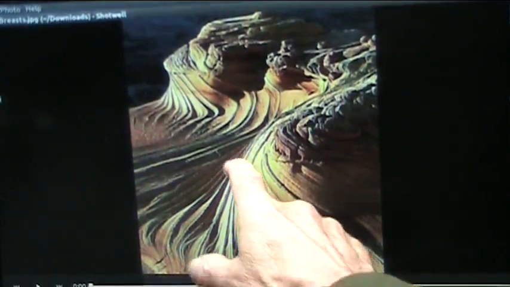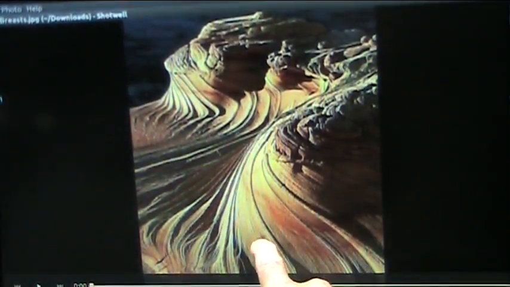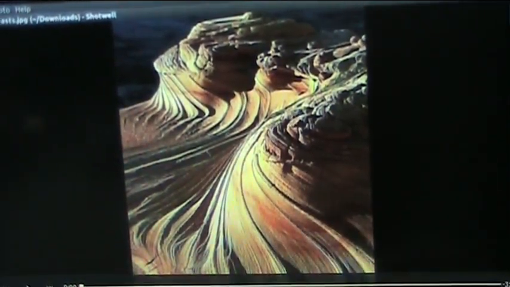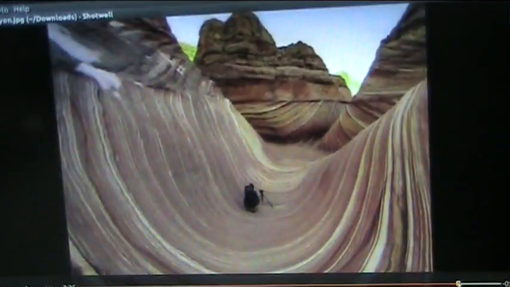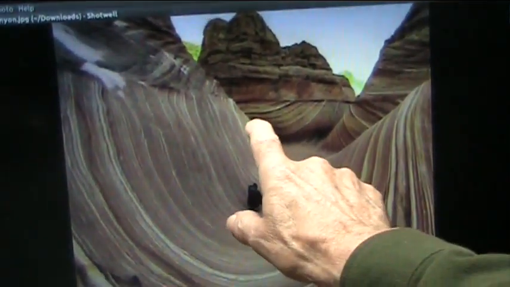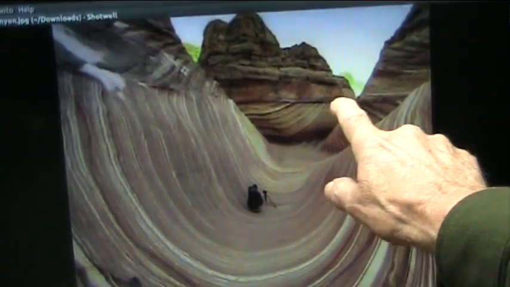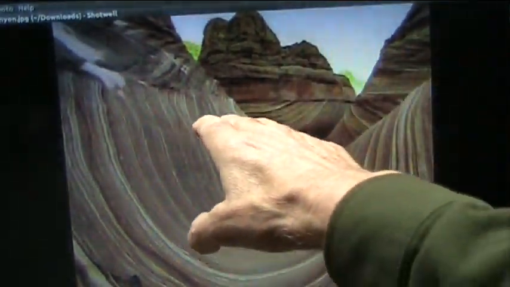All right, you're going to see this again at the end, and I want you to pay attention to these striations. And then we're going to see this at the very end, and I want you to pay attention to how these fuse into this actual plate, basically.